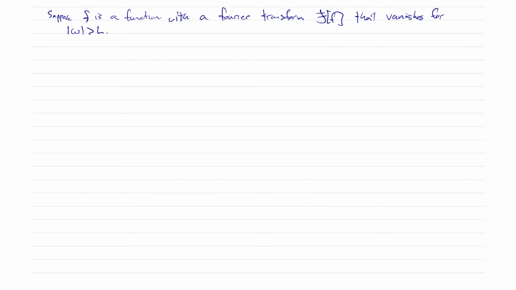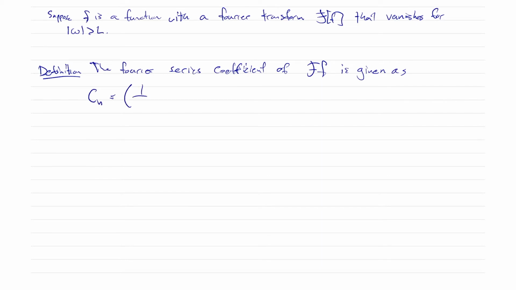And so we're going to start off with a definition, and this is the Fourier series coefficient. The Fourier series coefficient of f, the Fourier transform of f, is given as this. Cn is equal to 1 over 2L times the integral from minus L to L of the Fourier transform of f evaluated at omega times e to the minus i pi n omega divided by L, d omega.